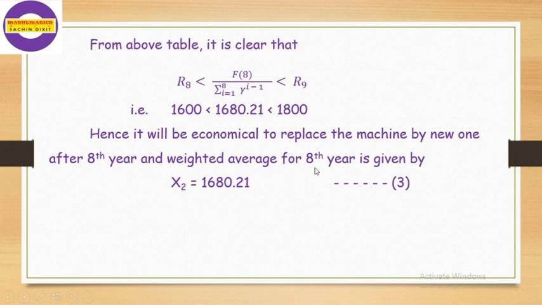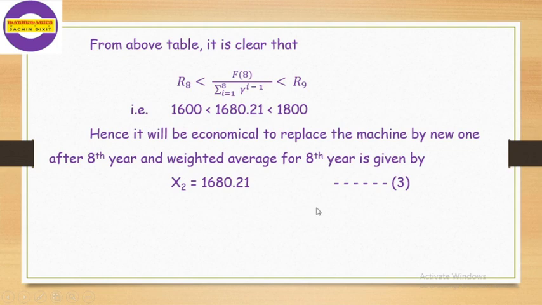And the weighted average for the 8th year is given by x2 equals 1680.21. Equation number 3. One more mistake here. It is a small x2, not capital X2. Just take it out. In writing notes, just mention here a small x2, not capital X2.